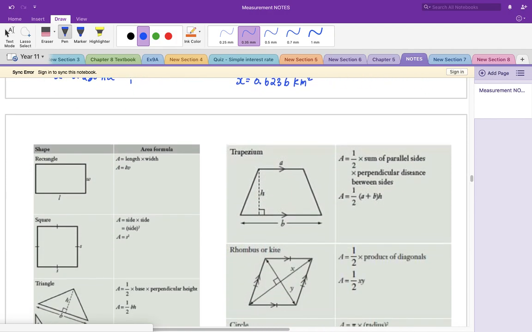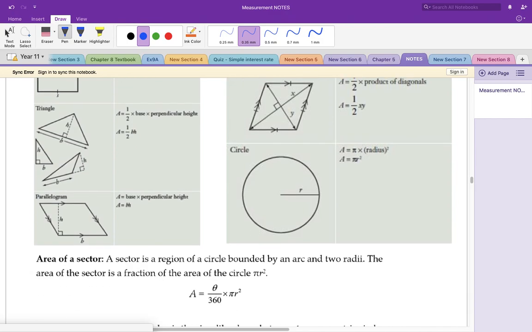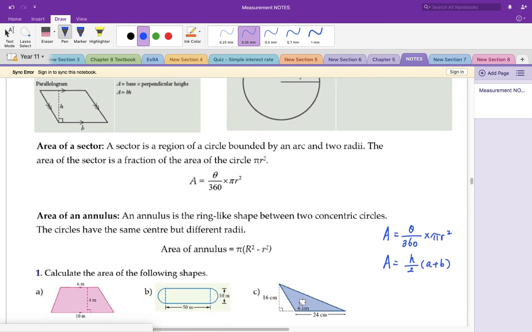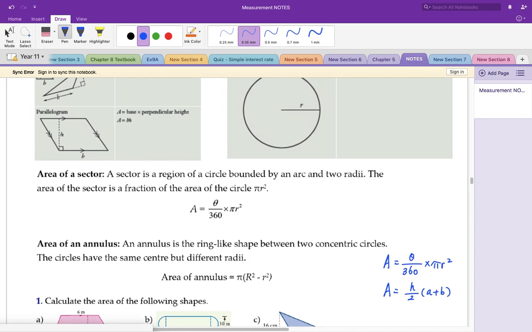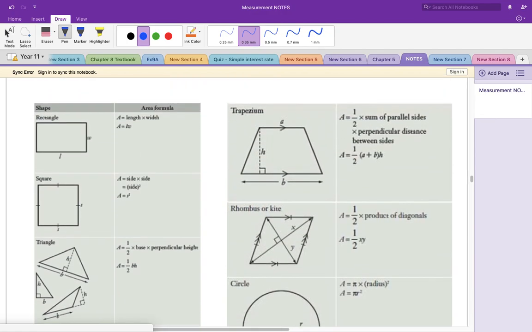Alright, the next part is areas. So in the HSC exam, you'll be given these two formulas. And you'll have to recognize that the first one's for sector, the second one is for trapeziums. I guess there are some basic ones.